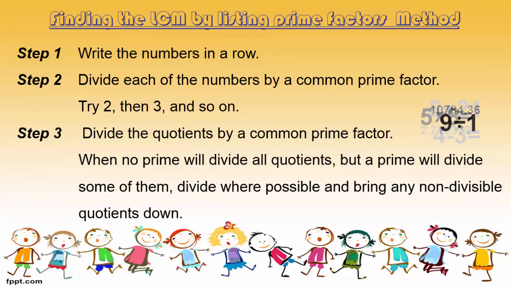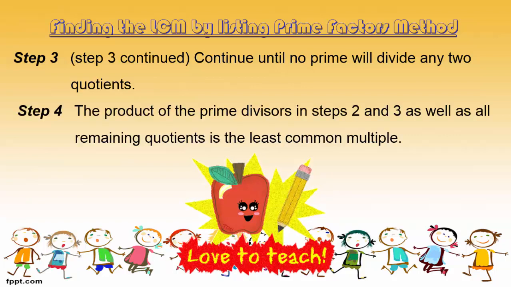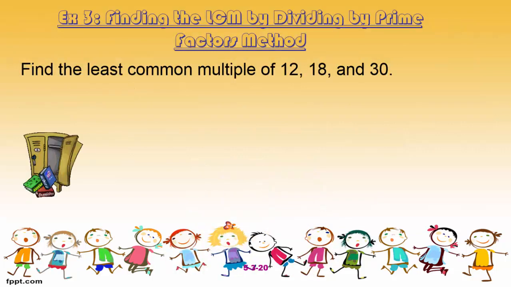Step 3. Divide the quotients by the common prime factor. When no prime factor will divide all the quotients, but a prime will divide some of them, divide where possible and bring any non-divisible quotients down. Step 3, continued. Continue until no prime will divide any two quotients. Step 4, the product of prime divisors in step 2 and 3, as well as all remaining quotients, is the least common multiple.